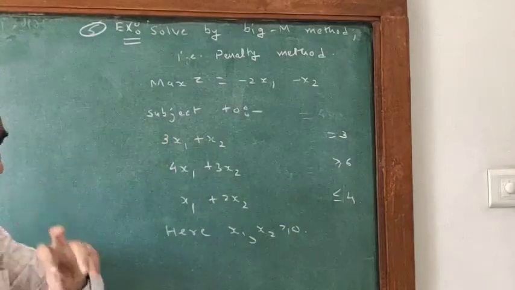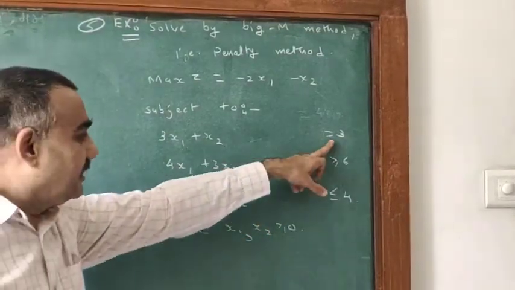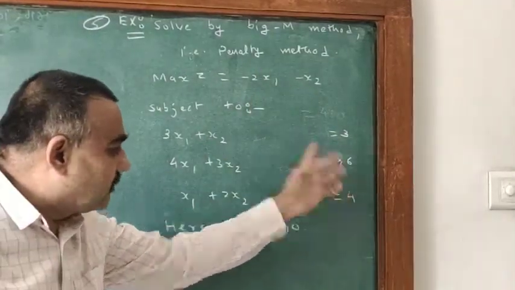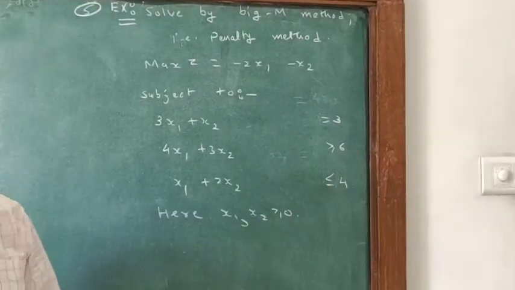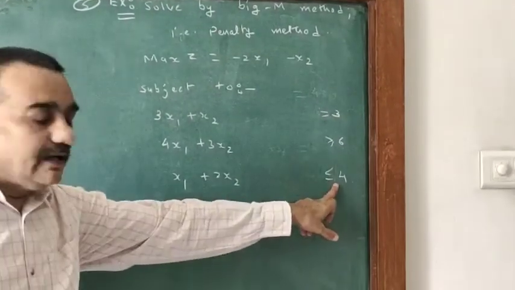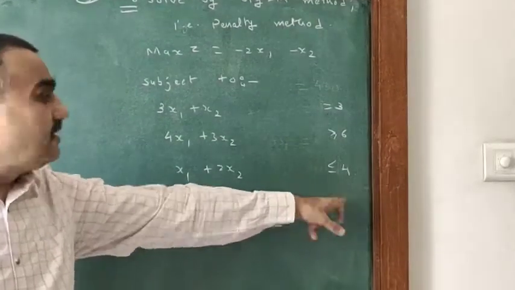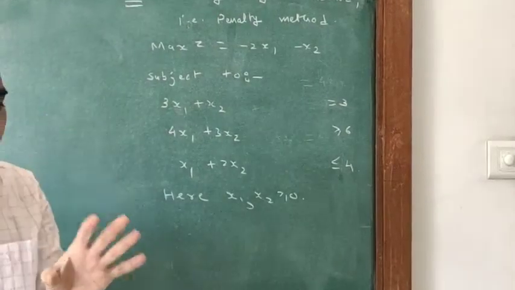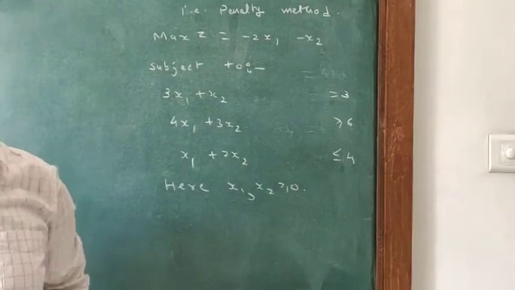Here the difference, which we have not seen in the previous sums, is equal to 3. This is greater than or equal to. We are used to the less than or equal to form, and therefore here we can use a slack variable. But what about these two? This is a new concept for you. These are new inequalities for you. Here it is equality, here it is greater than or equal to.